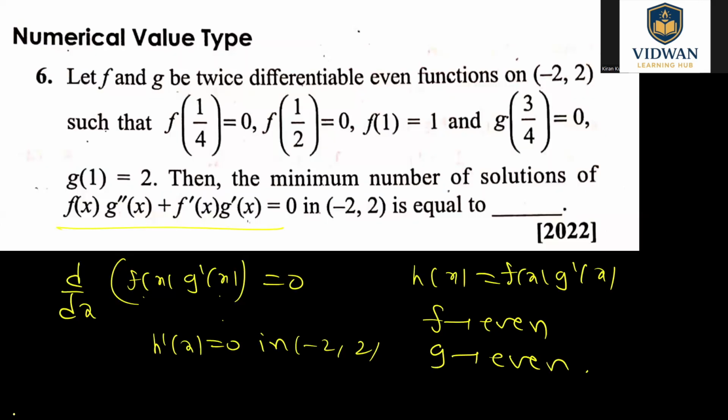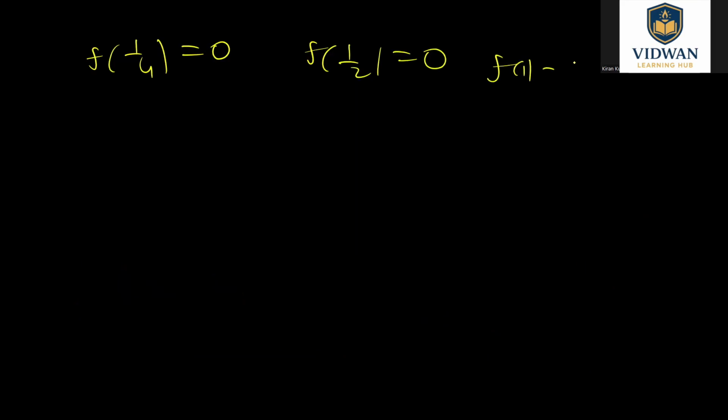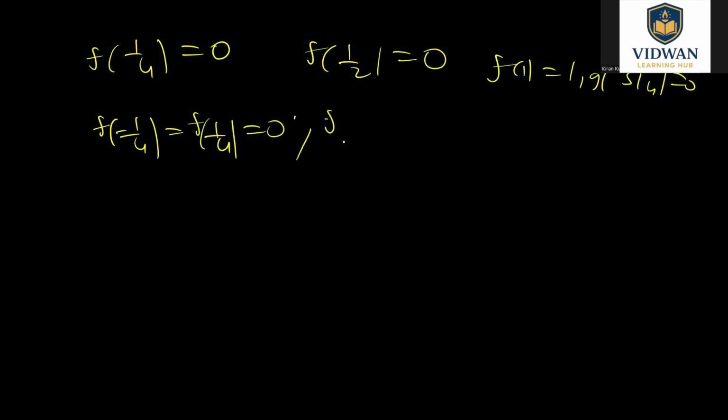So we have f of 1 by 4 is given as 0. F of 1 by 2 is given as 0. Then f of 1 is given as 1. G of 3 by 4 is given as 0. So since it is an even function, f of minus 1 by 4 is the same as f of 1 by 4, so these two are 0. And also f of half is the same as f of minus half, so this is 0 and this is also 0.